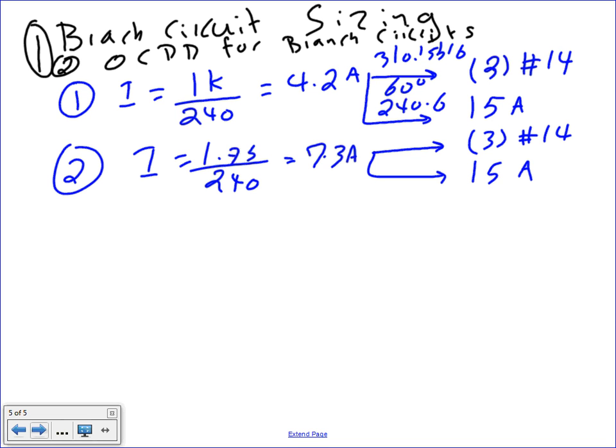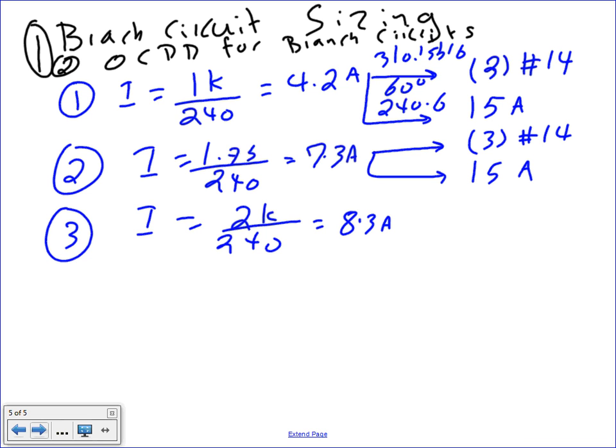Does it make sense, Chris, now, as we go through? That was the diagram. The diagram is okay. Oh, I get it. Okay. So number 2, let's go to number 3. Straightforward. What's number 3? Number 3, I have 2K. Find I for 2K. 2K divided by 240 equal 8.3 amps. The same calculation, this will be 3 conductors, number 14, and also 15 amps. Done.